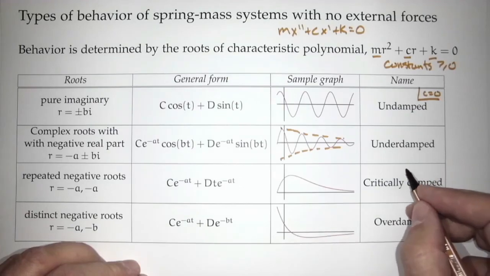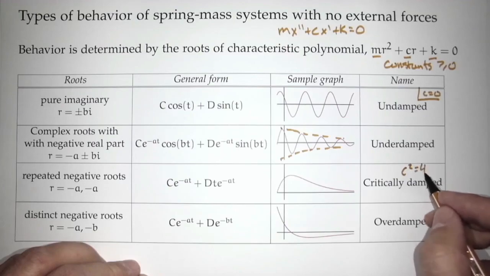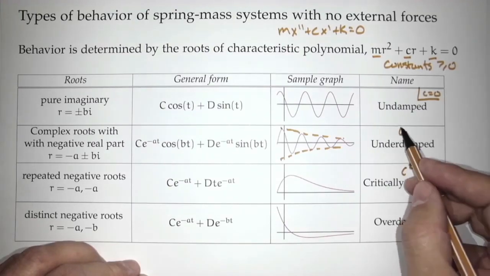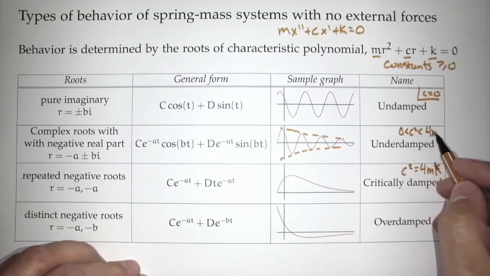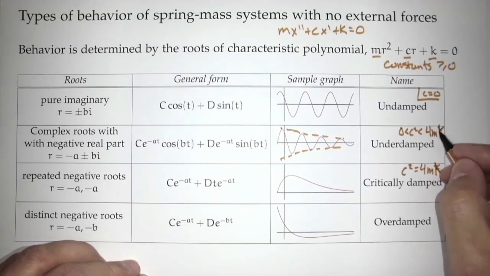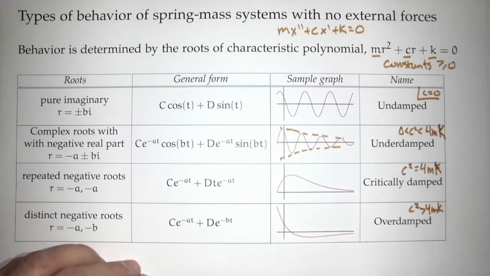Now, it's not too hard to show. Critically damped is when c squared is equal to 4mk. Underdamped is when c squared is between 0 and 4mk. And here, c squared is greater than 4mk. So these are the types of behaviors. Now, you might say, do we really need to know this information? Yes. You should. All right. We'll stop there.